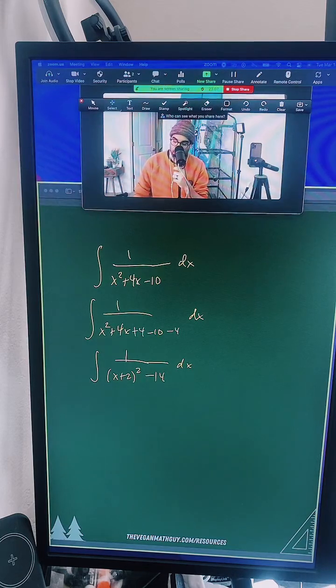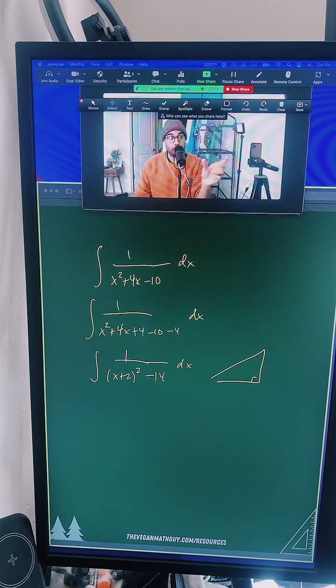Okay. And Oscar said, I think this is going to be a secant problem. I agree. So when you draw out your triangle, what gives it a hint that it's going to be a secant? Because on the bottom, we have the variable squared minus the constant. So that means that we're going to make this x plus 2.